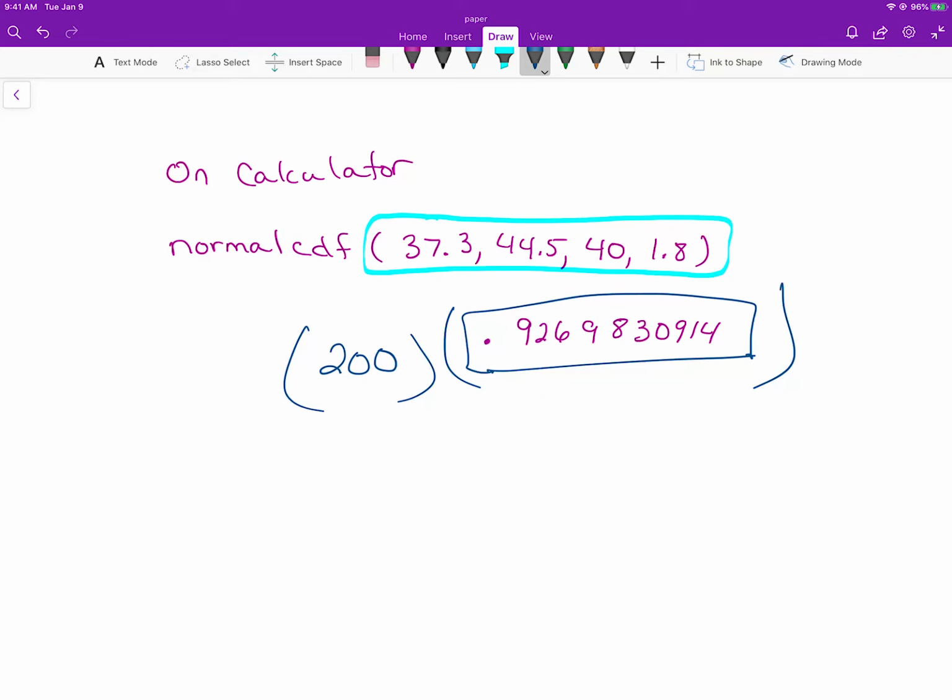I'm going to save that in my calculator and just multiply it times 200, and we end up with approximately 185 students. There's a decimal, it's 185.39, but I can't have part of a student, so this is where it's about 185 students. We have to round to wherever makes sense for the problem.